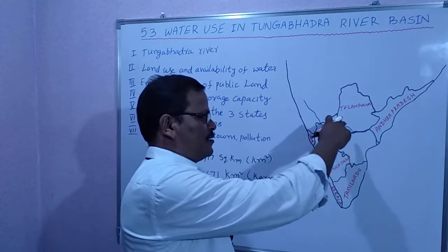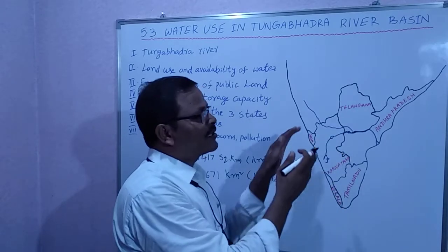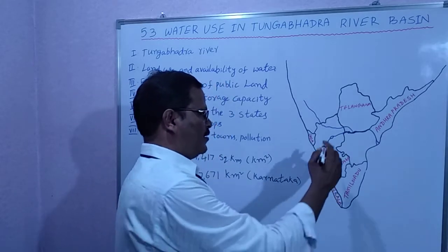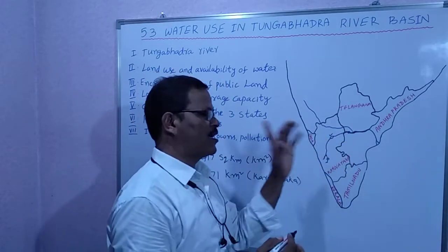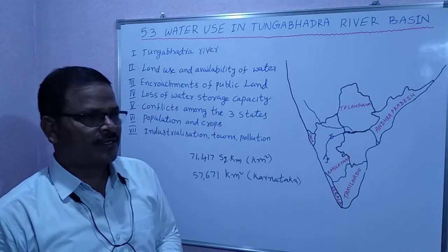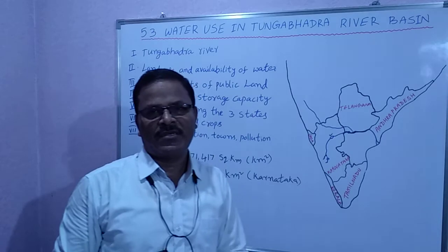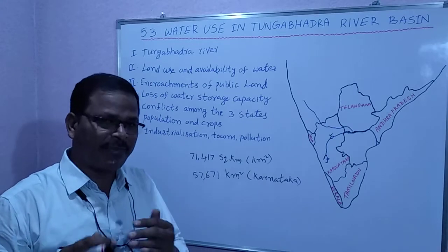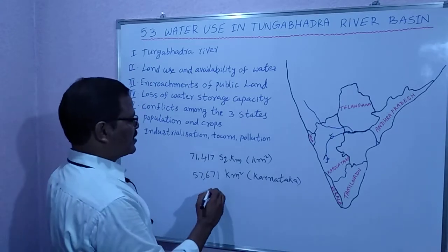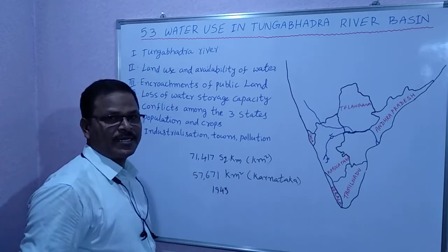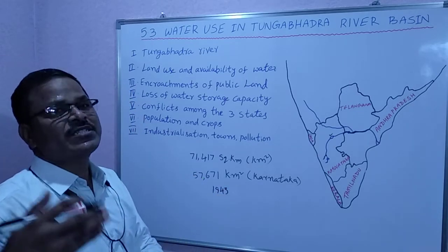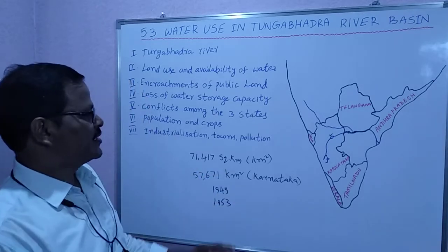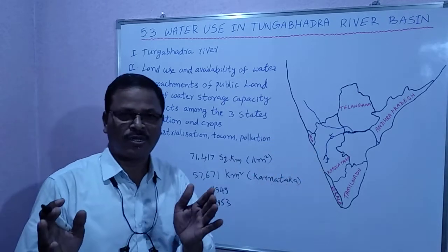These three states are sharing the Tungabhadra waters. This is a major dam, Tungabhadra Dam. Tungabhadra Dam was started in 1943, before independence, and completed in 1953, after 10 years. These are the facts about Tungabhadra River.